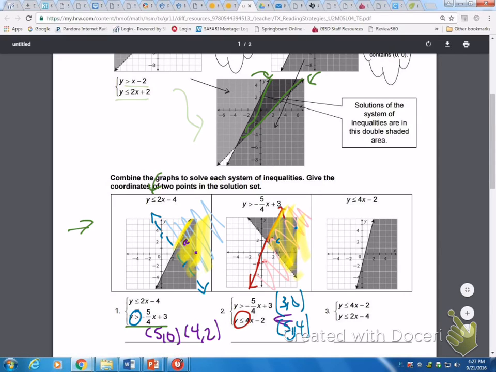So when you're graphing these, pay attention to your symbol. If you have your equal sign, remember you will have a solid line, and if you have just a greater than or less than, you have a dash line. Greater thans we shade above, and less thans we shade below.